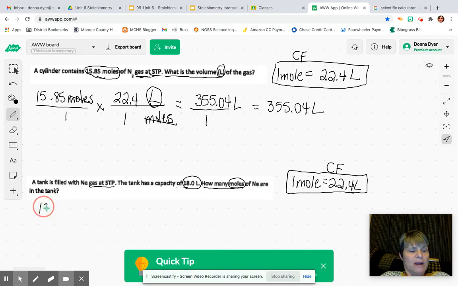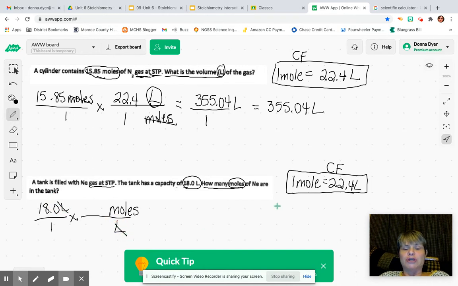So 18.0 liters over 1. Now, I know I need to set this up so that I get rid of liters. I need to cancel out liters and solve for moles. So liters is on the top here, so it must go on the bottom here so that it will cancel out. And the unit that I'm solving for is moles, so moles goes on the top. Now that I have my units set up so that liters will cancel, I'm ready to use my conversion factor. 1 is in front of the mole in the conversion factor, so 1 goes in front of mole in the problem. 22.4 is in front of liter in the conversion factor, so 22.4 goes in front of liter in the problem.